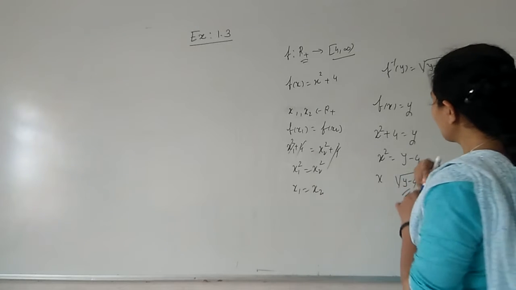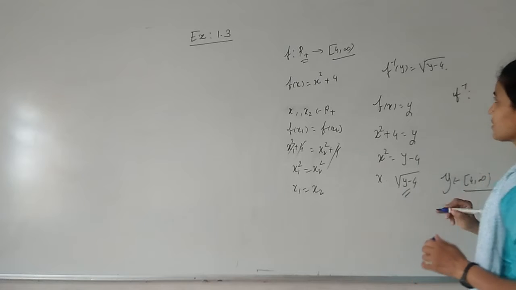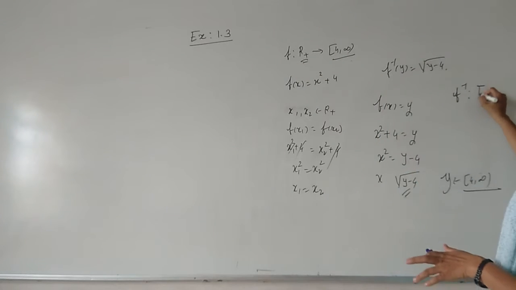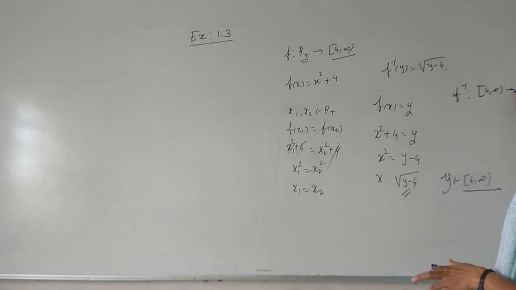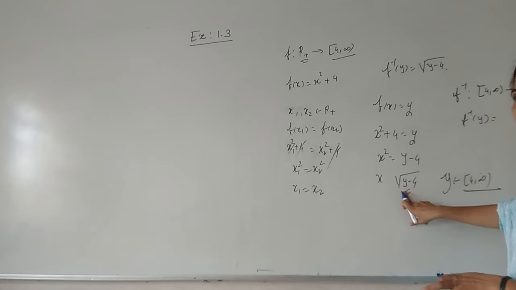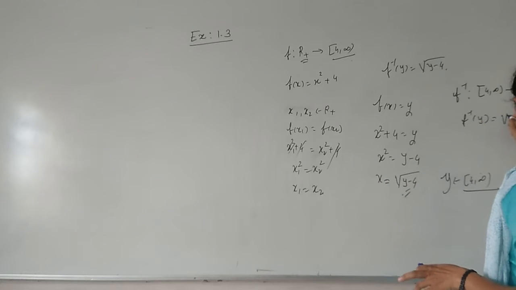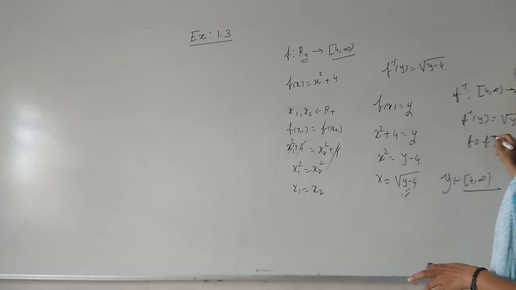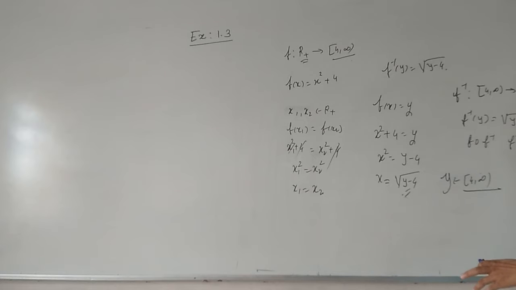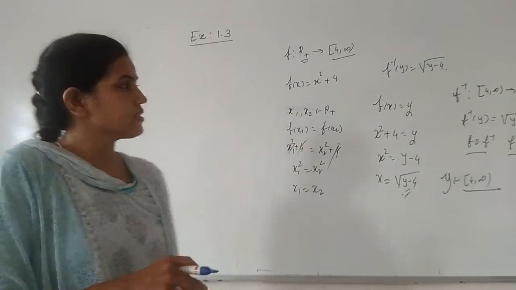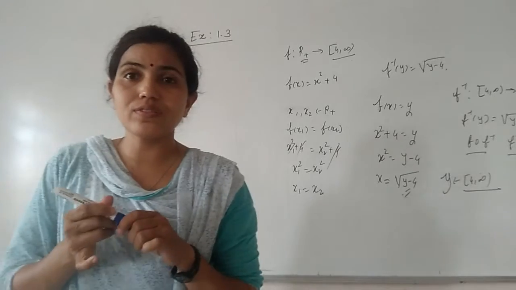Then you can define the f inverse. So how will we define f inverse? It is defined from 4 to infinity to R plus as f inverse of y equals under root y minus 4. Then find out the composition, that is, f composition f inverse and f inverse composition f. If both compositions give you the identity function, then you can say that f inverse is this.